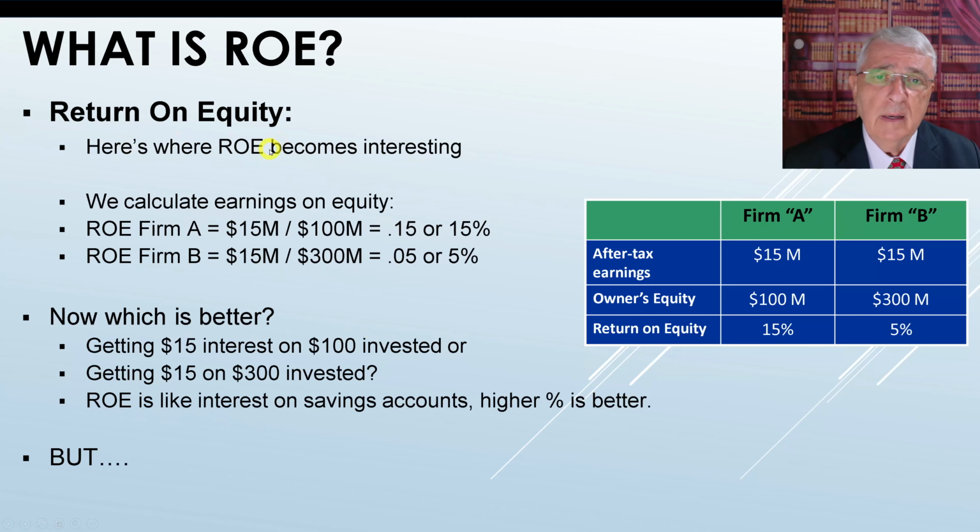Here is where this return on equity becomes an interesting and useful tool. We calculate earnings on equity. The ROE on Firm A is 15 million divided by 100 million, which is 15%. And on Firm B, 15 million divided by 300 million is only 5%. So now which is better? Well, getting $15 interest on $100 invested, or getting $15 on 300 invested, which would you rather have? So yeah, ROE is a lot like interest on a savings account. The higher the interest you get back, the better.